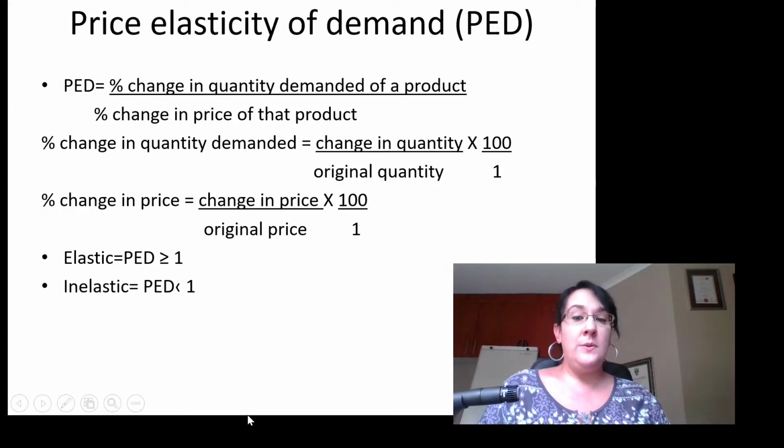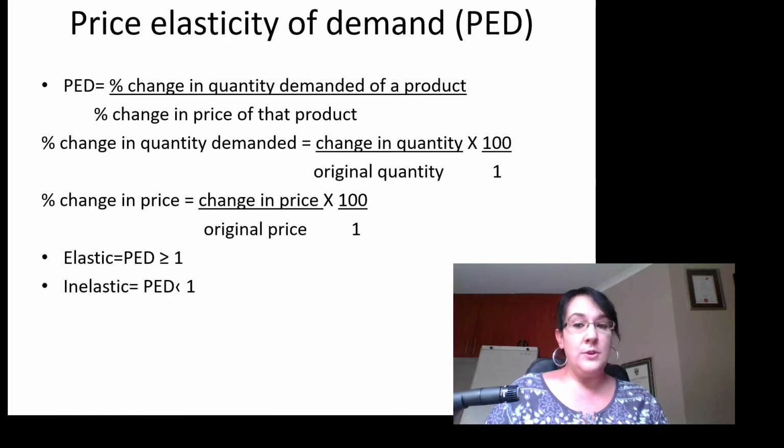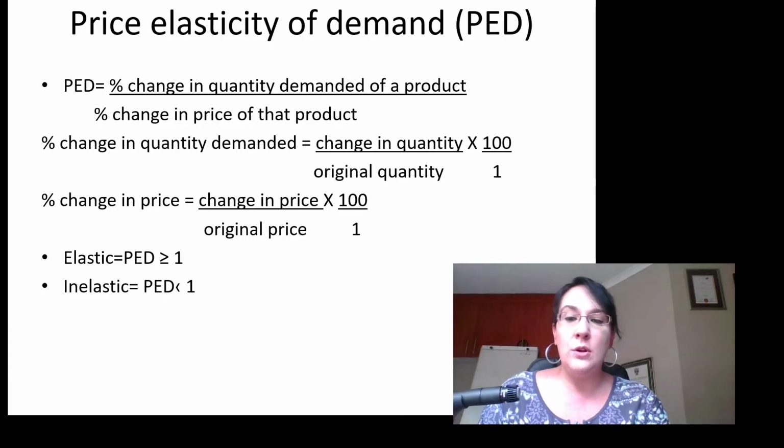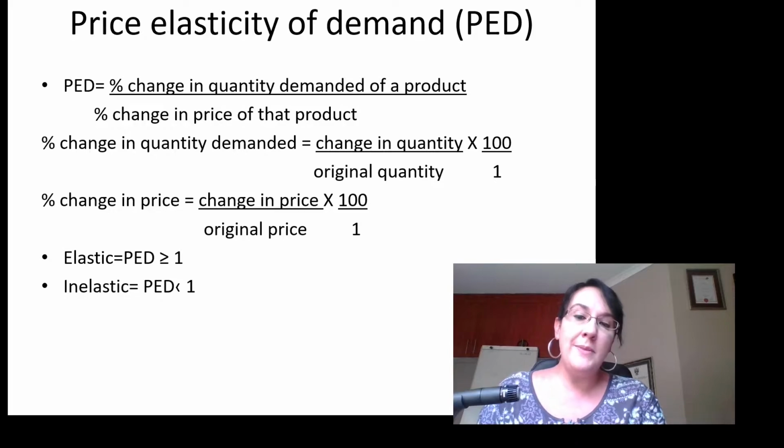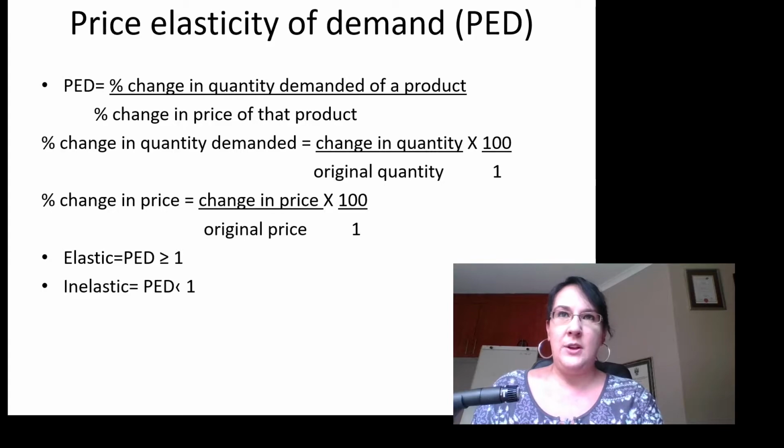Before I go into my example, I just want you to already keep in mind what we're going to look for. If the value that we are getting from the calculation is greater than or equal to 1, we say that it's elastic. If it's smaller than 1, it's inelastic. So a value like 0.2 would be inelastic because it's smaller than 1.